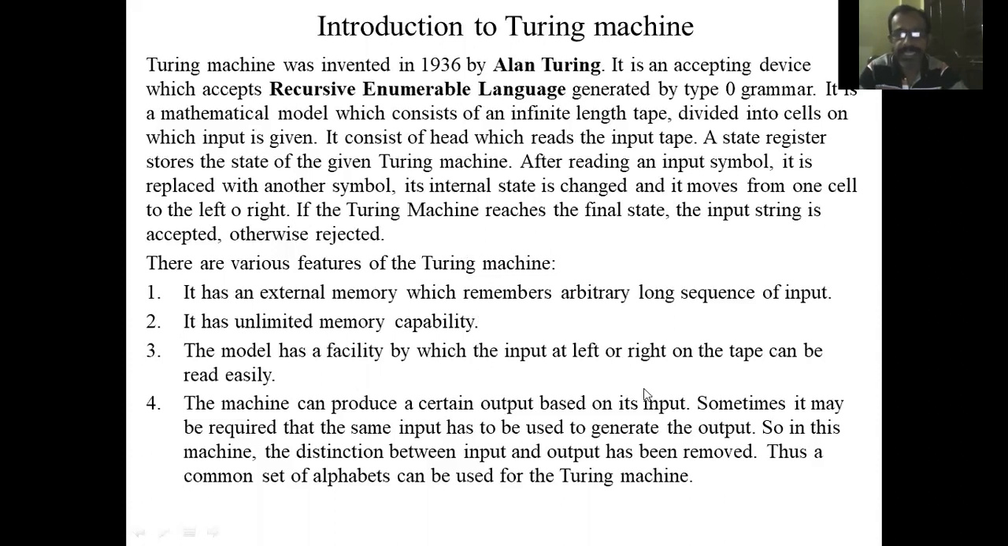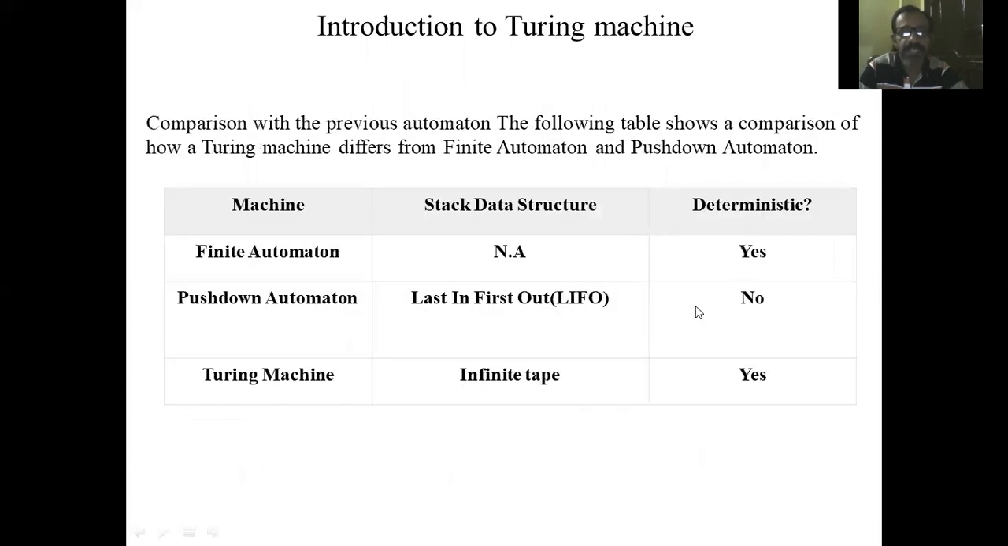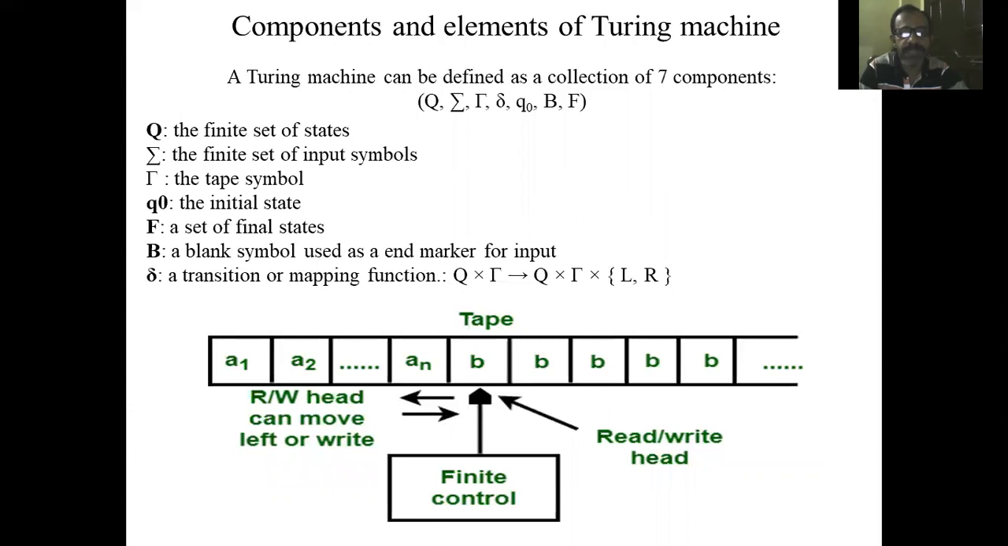This is the Turing machine diagram, which has an infinite tape. The tape is used for holding the information, the inputs and outputs, and for replacing an input with another symbol. I will explain with an example, don't worry. So this is the infinite tape and the finite control.